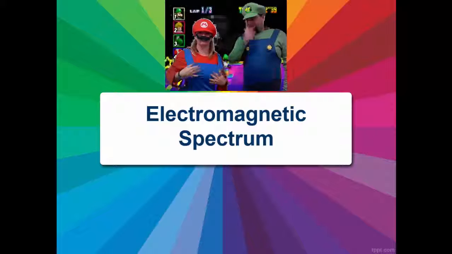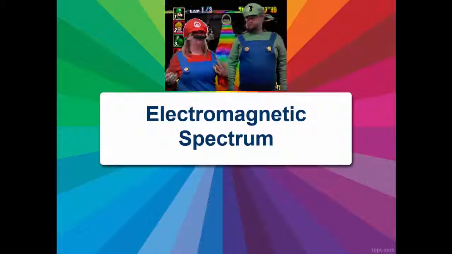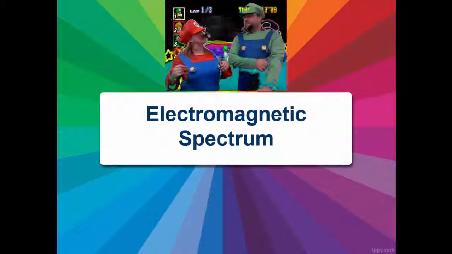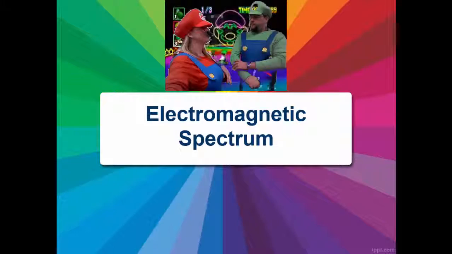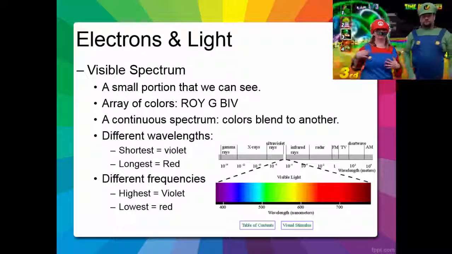We're going to talk about the electromagnetic spectrum, and we're going to be cruising down Rainbow Road as we talk about it, because the electromagnetic spectrum, my mustache is in the way, is dealing with the colors of the rainbow. Like Rainbow Road. So first we're going to go with the visible spectrum.